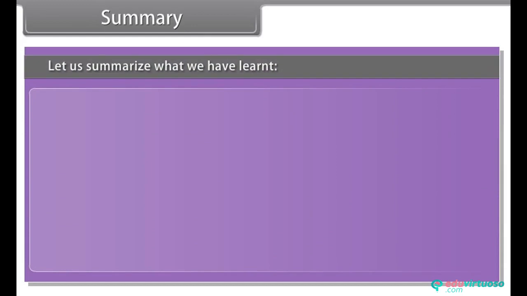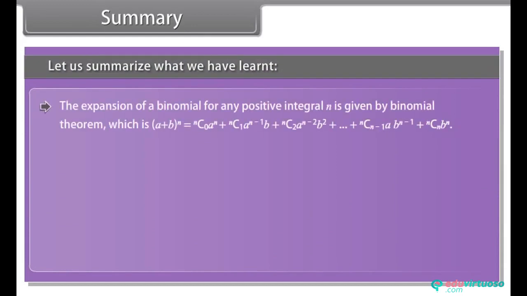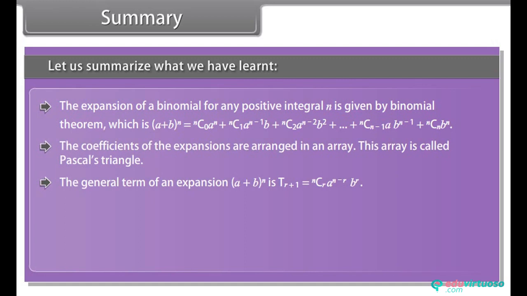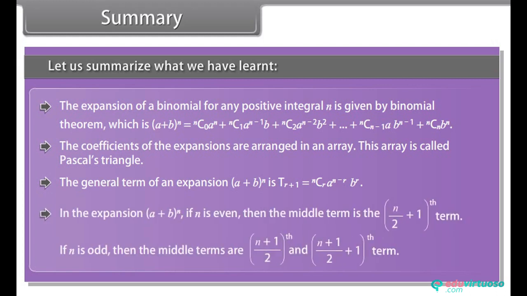Summary. Let us summarize what we have learned. The expansion of a binomial for any positive integral power is given by the binomial theorem. The coefficients of the expansions are arranged in an array. This array is called Pascal's triangle. The general term of an expansion: in the expansion a plus b raised to power n.